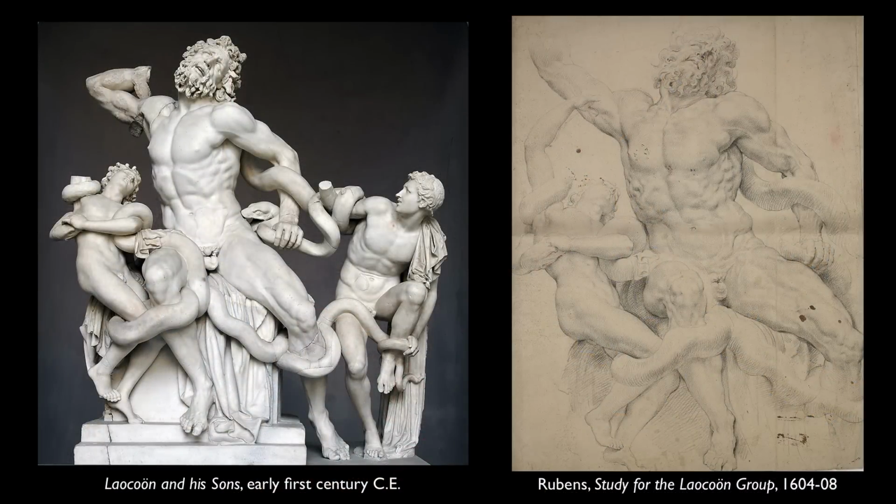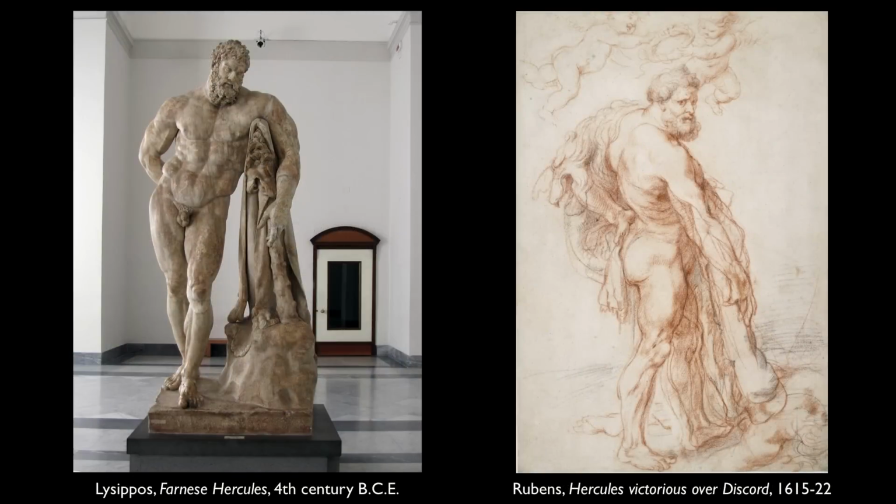We could also say that Rubens is incorporating the ancient Greek and Roman sculpture that he studied when he was in Rome. So that sense of the articulation of the muscles that you see in Hellenistic sculptures like the Laocoon, which Rubens copied, or the Farnese Hercules, which he also copied.